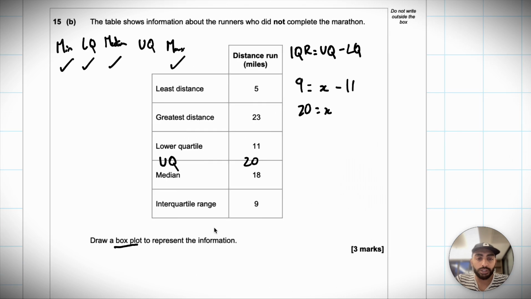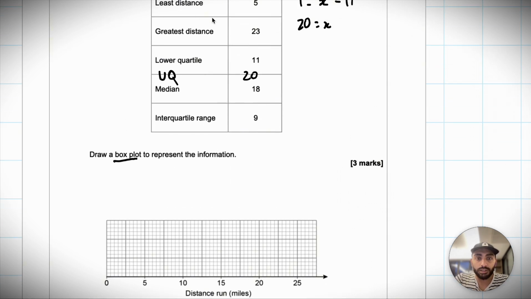Let's draw this information onto the box plot. The smallest distance is 5, so I draw a big line at 5, and then I'll do the greatest distance, which is at 23. This is going up in 0.5, so this would be 22.5, and 23 would be there. Always do this in pencil. Lower quartile is 11. 11 would be over here.